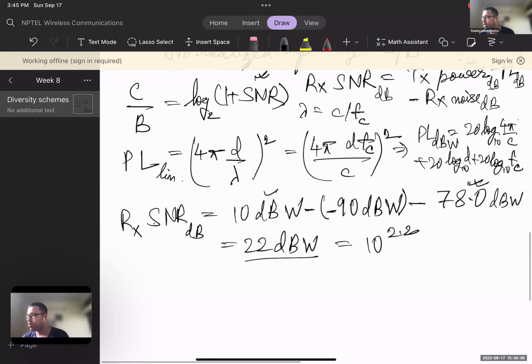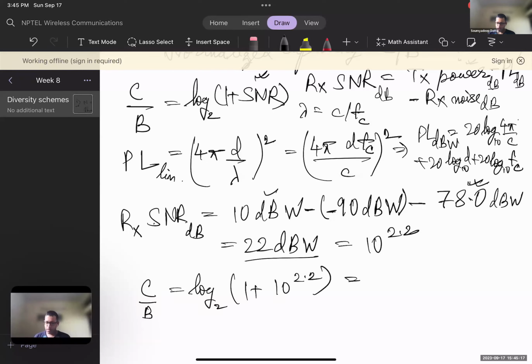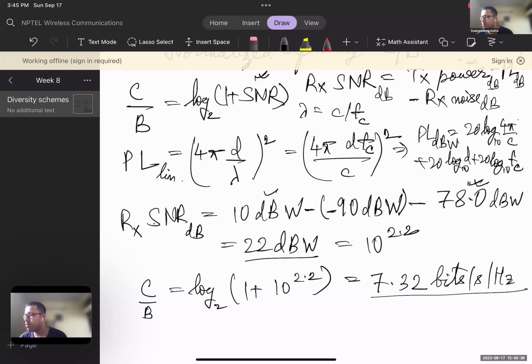So my capacity here, C by B, will be log 2 of 1 plus 10 to the power 2.2. And this answer I will calculate. I'm getting roughly 7.32 bits per second per hertz. So this is a reasonable value, something like single digit. It will depend on your question, but yeah, this is kind of the method.